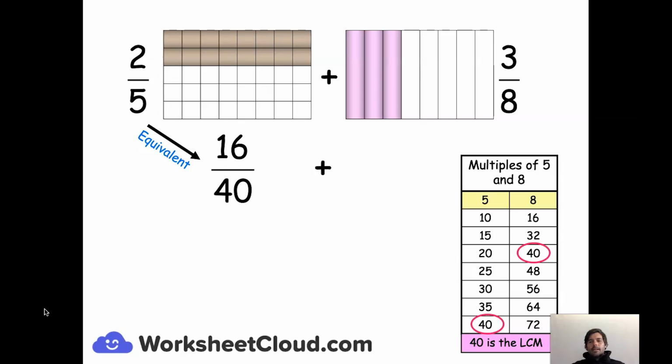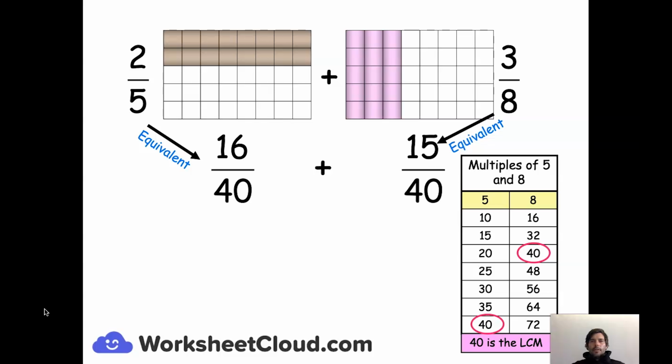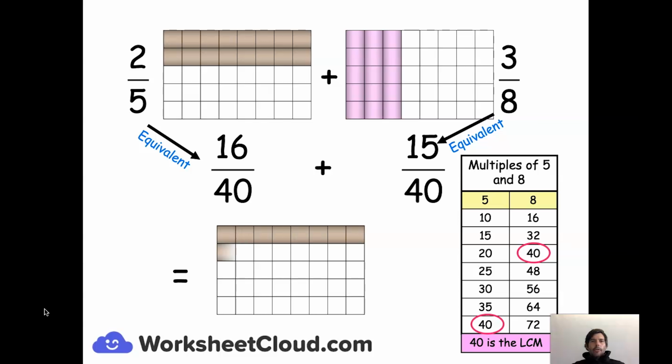For the 3/8, I know 8 times 5 is 40. So I must do the same to the numerator. 3 times 5 is 15. Now I've got two fractions, both the same denominator. All I do is add the numerators, and you will see I get an answer of 31 over 40.